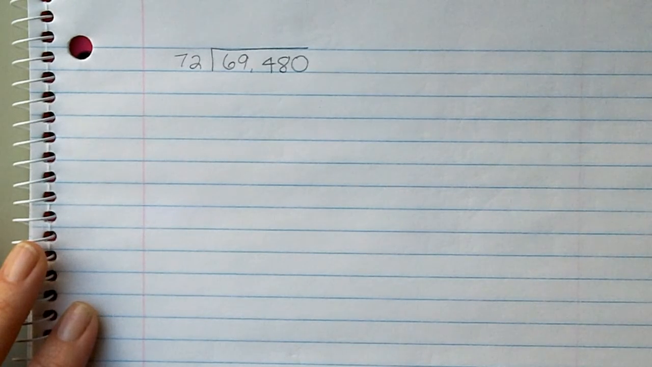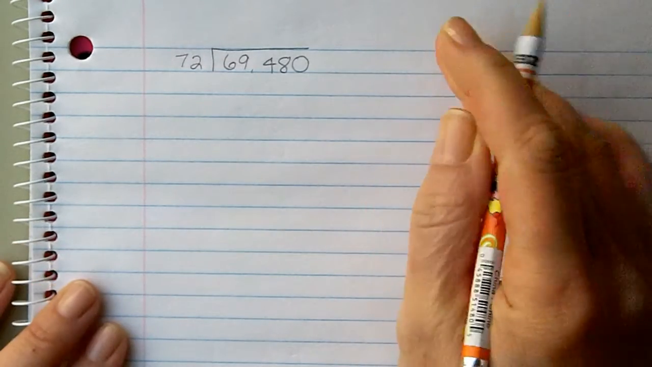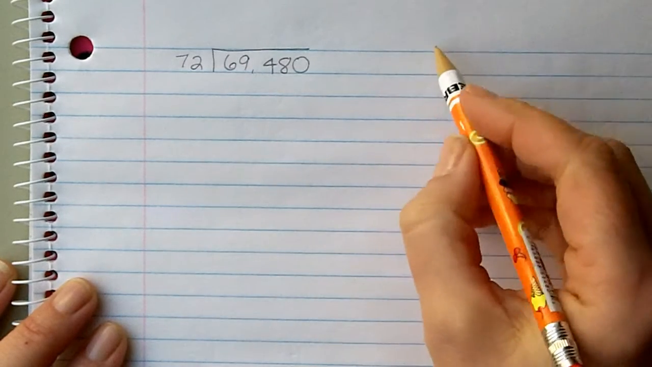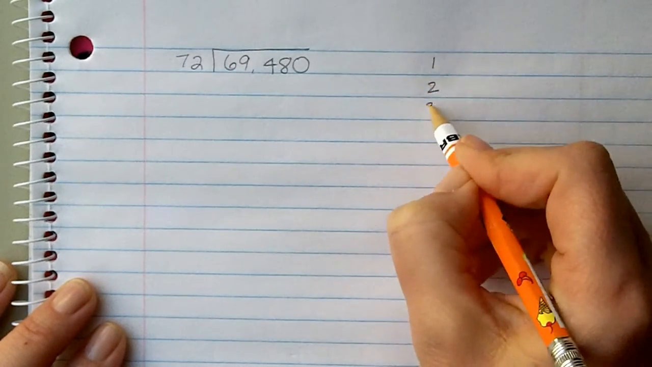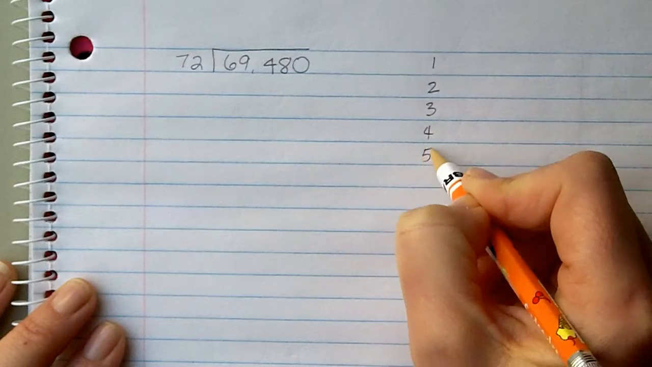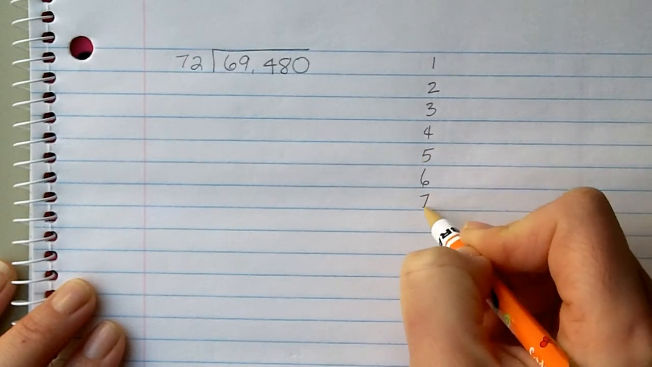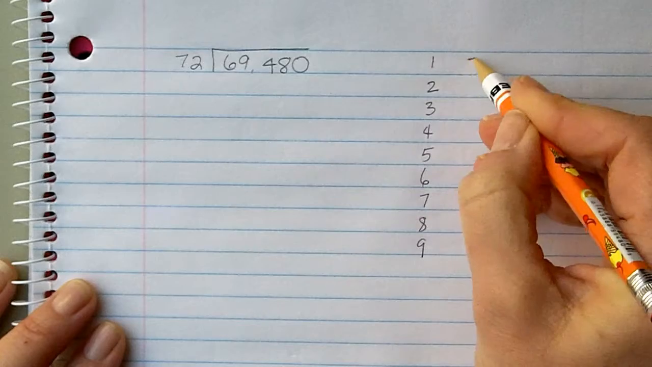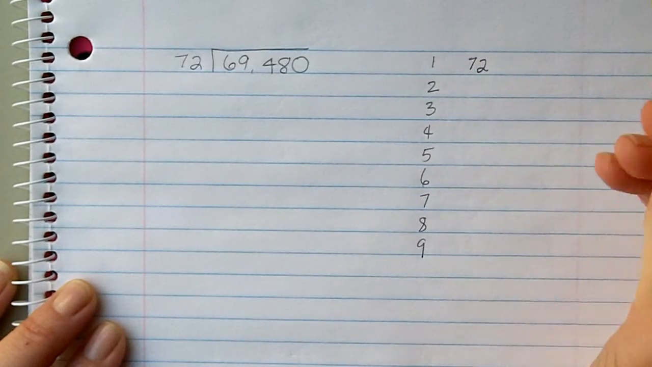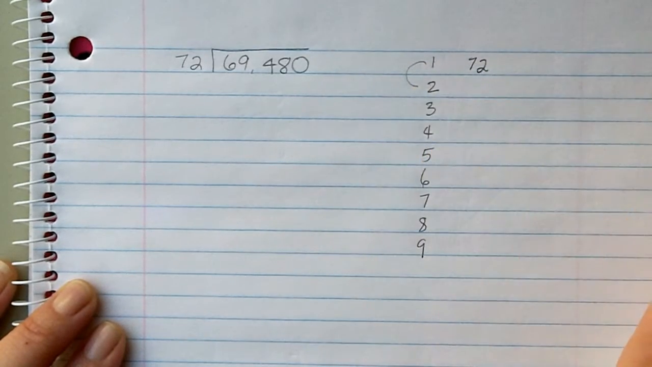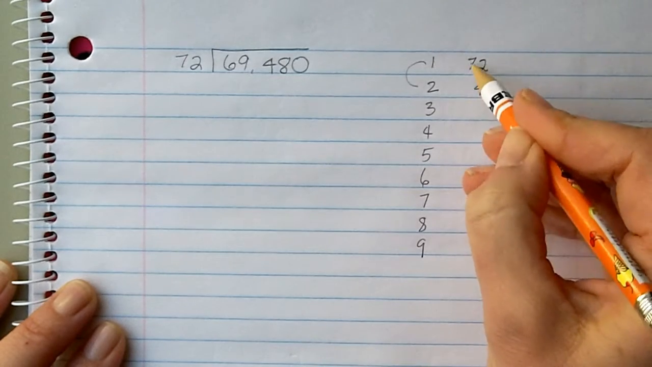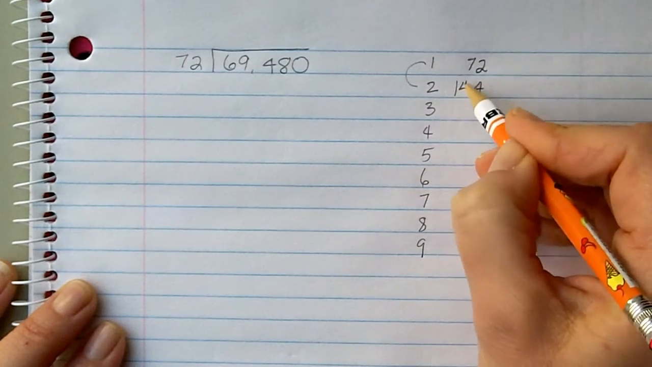So we're going to think about the number 72, and just on the side we're going to do some scrap work. We're going to write out the multiples of 72, all the way up to 9. So 72 times 1 is 72. So now to figure out what is 2 times 72, we're just going to double it. So 2 times 2 is 4, and 2 times 7 is 14.